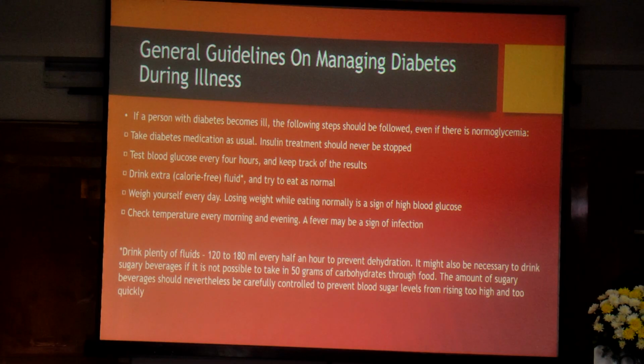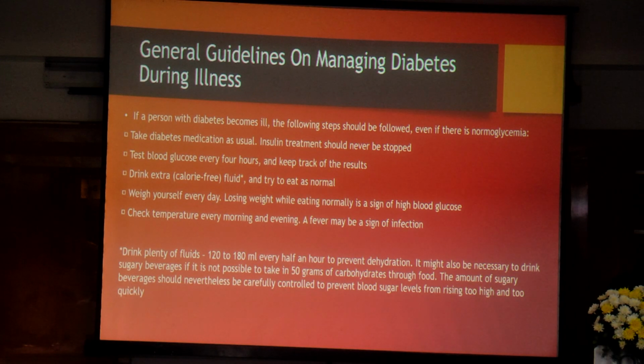Now, in terms of general guidelines on managing diabetes during illness, the following have to be followed even if there is normoglycemia. Take the diabetes medications as usual, and insulin treatment should never be stopped. Test blood glucose every 4 hours and keep track of the records. Drink extra fluid and try to eat as normally as possible. Fluid meaning at least half a glass to 2/3 of a glass of fluid every half an hour to prevent dehydration, and try to avoid sugary beverages.